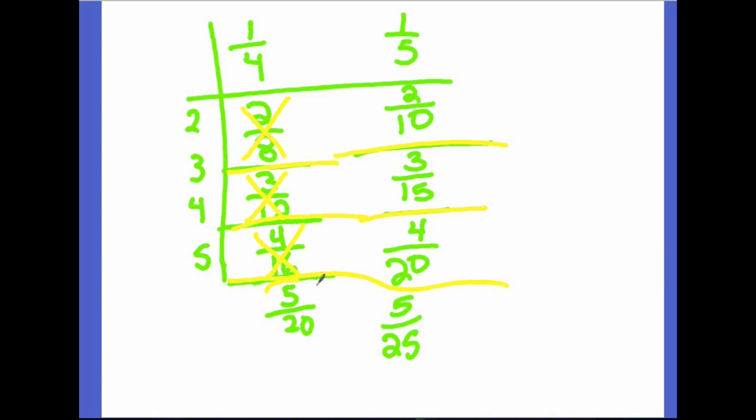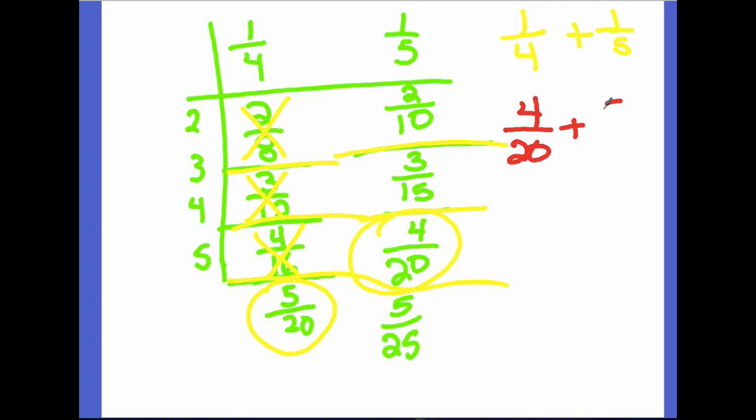Yes. So if I were to add 1/4 plus 1/5, what could I change those fractions into? Yep, I could change it to 4/20 plus 5/20, which would give me common denominators, right? So 4 plus 5 is 9, and then you keep the denominator the same when you add, so my answer would be 9/20.